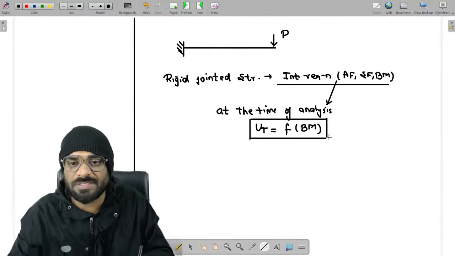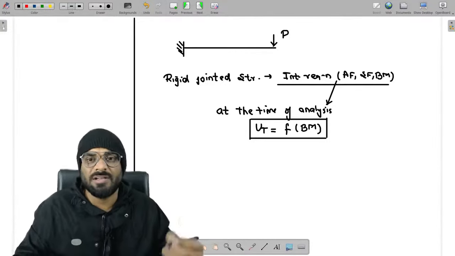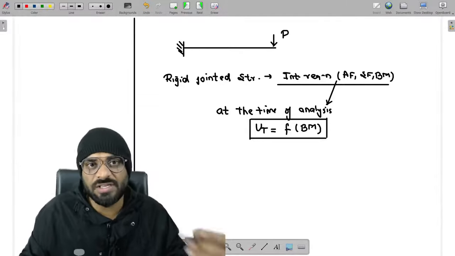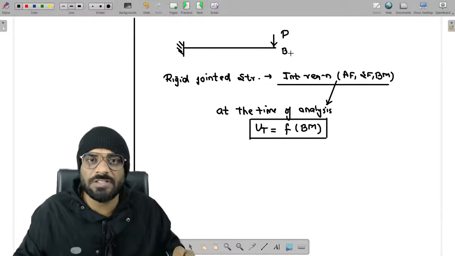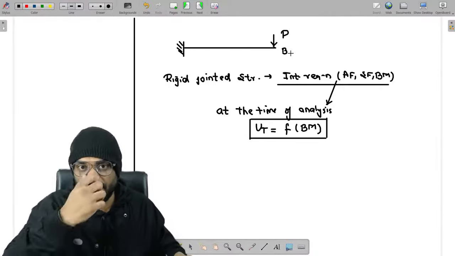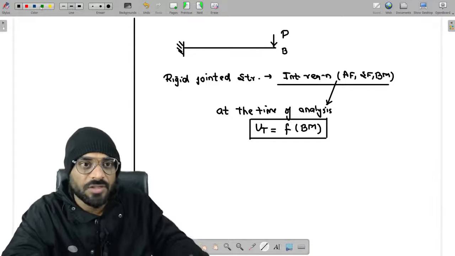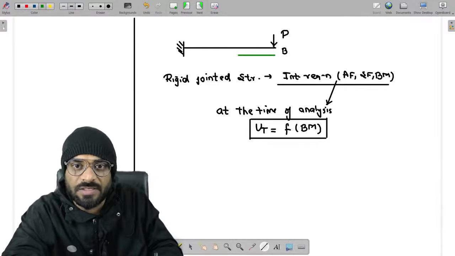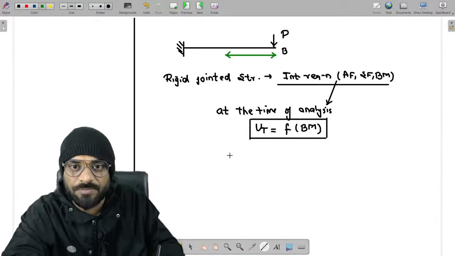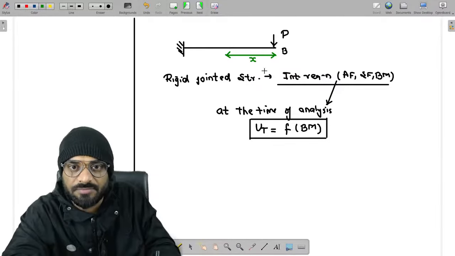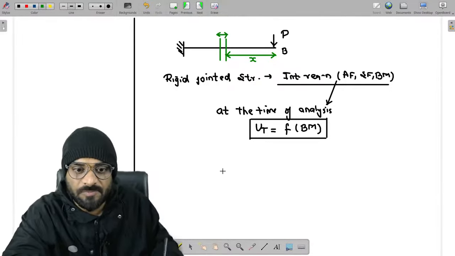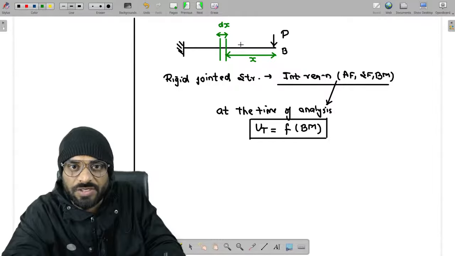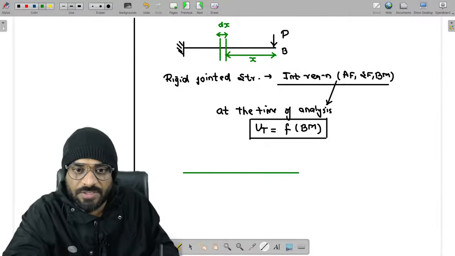Getting a point? Now just imagine guys, in this particular case, let us suppose we have to find out the total strain energy and the deflection of this particular point B. Let us suppose these are the two things which we have to do right now. Okay, so let's understand how we can do it. So let us take a distance x from point B and take an element whose length is equal to dx. Now I will break it so that you can understand it.